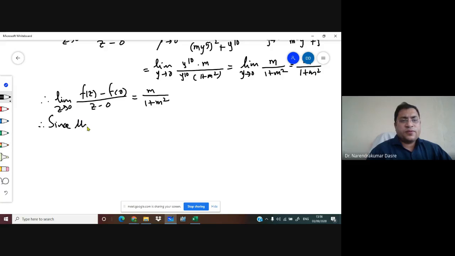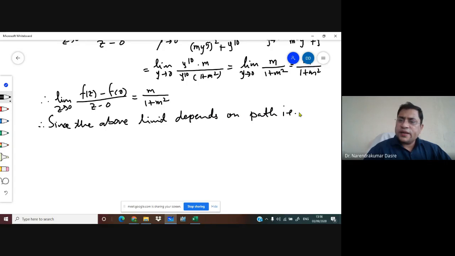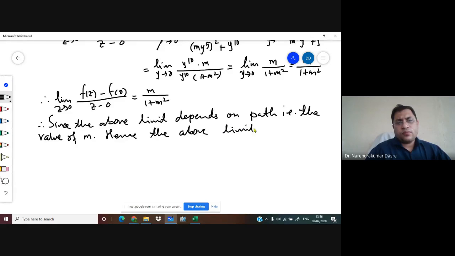So we can write here: since the above limit depends on path, that is the value of m, the above limit does not exist.